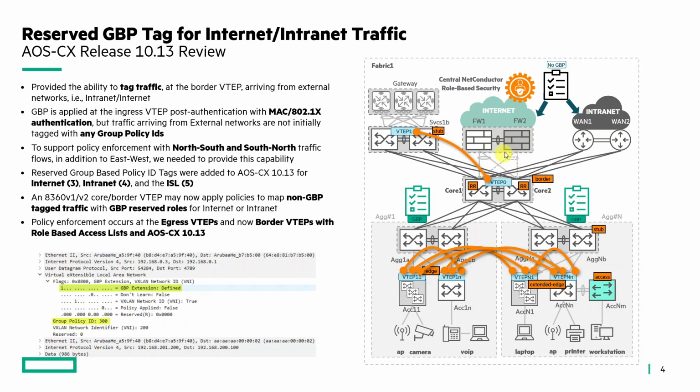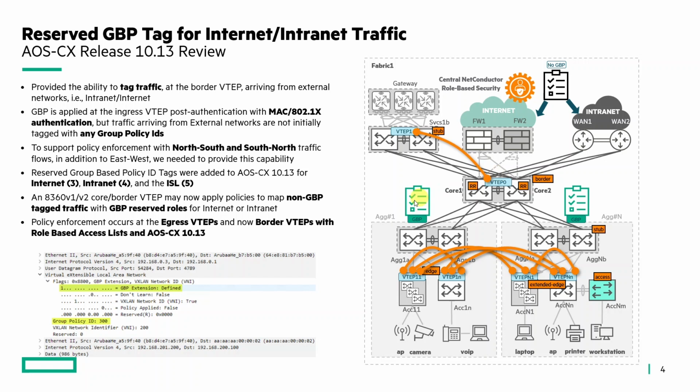We want to be able to tag those with different roles, and these reserved roles are as mentioned here: internet has group-based policy ID 3, intranet is 4, and the ISL is 5. This allows you to set policies not just for east-west traffic as we've had in prior releases, but also north-south traffic, so we can restrict the ability for certain roles to connect to certain prefixes that extend beyond the fabric itself into these external networks. This is supported on the 8360 platform, starting with the 10.13 release.